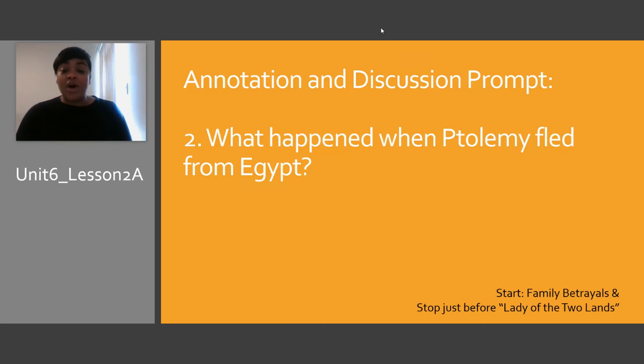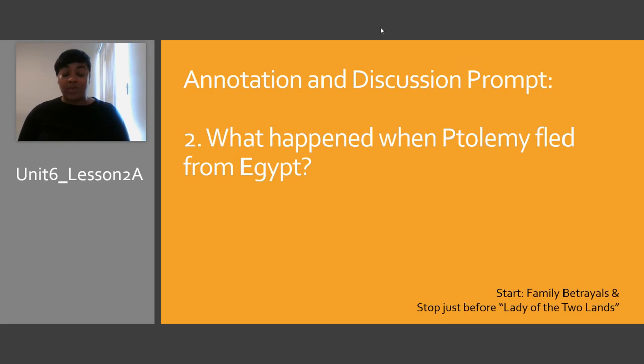So scholars, now you're going to start reading at the start of Family Betrayals, and you're going to stop right before you get to The Lady of Two Lands. So it's almost two pages. I'm going to give you 4 minutes to read those two pages, but as you're reading, which you have already read, so this is kind of a refreshment, I want you to identify what happened when Ptolemy fled from Egypt, and go ahead and answer that in your student notes.